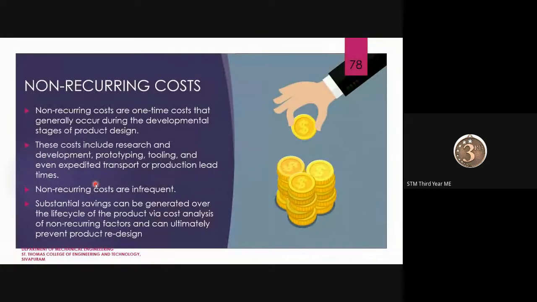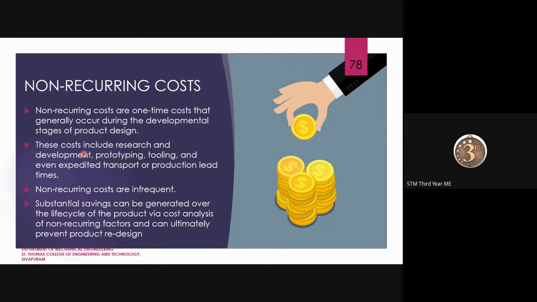Then non-recurring cost. What are non-recurring costs? From the term itself, you can understand it is not repeated like the recurring cost. These are one-time costs that generally occur during the developmental stage of product design. So each time a product is designed, these costs only occur one time during that developmental process. Some of the costs included in non-recurring cost are research and development cost. Once you have researched and developed a product, you don't have to research it again unless there is any modification, or a technological update, or unless you want to change or add a new feature on the basis of a gimmick or the competition for that product.